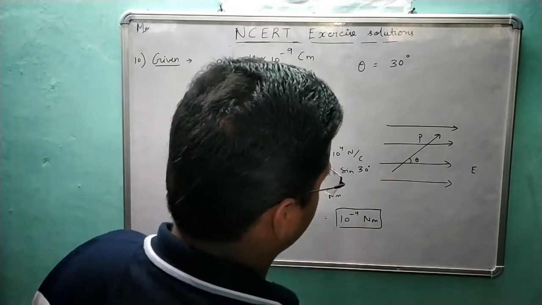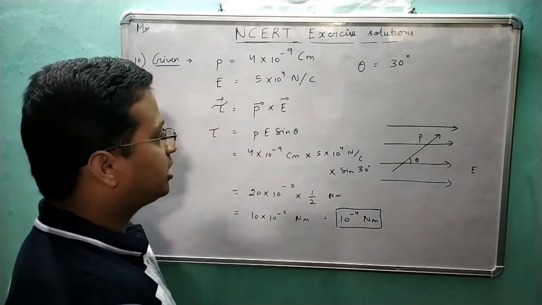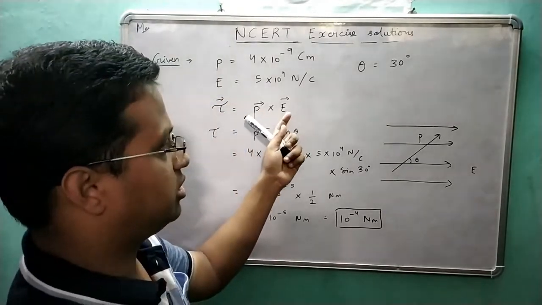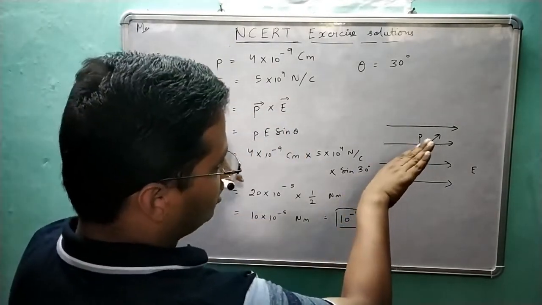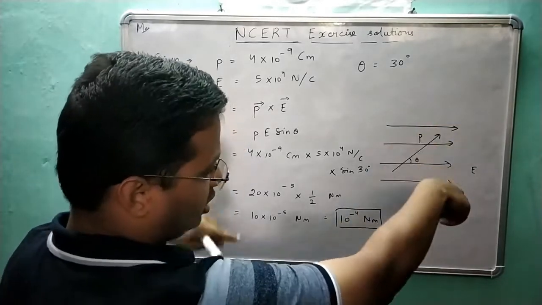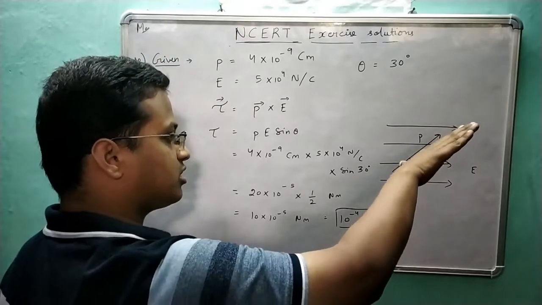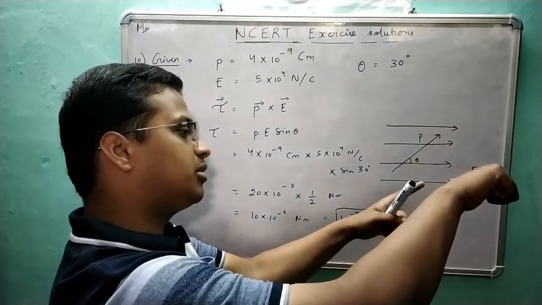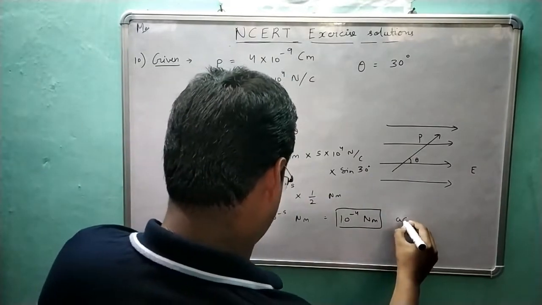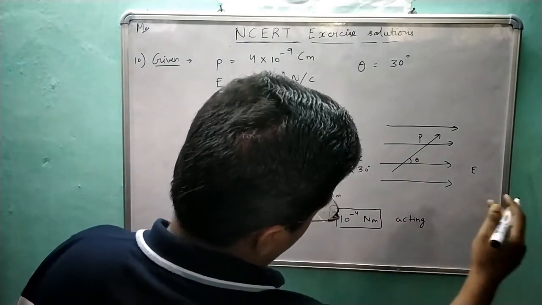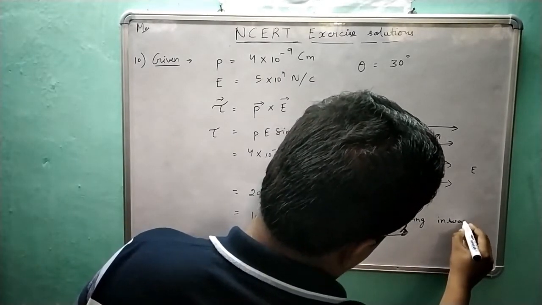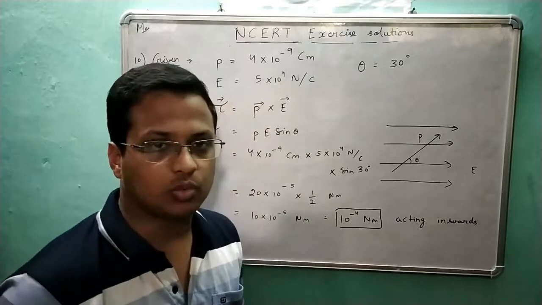And the direction of this torque, how to get the direction? So tau is given by P cross E. So point your fingers in the direction of P, curl it towards E. So if we curl the fingers from P to E, the thumb points in the direction of torque. So torque is acting inside the board, or inwards. Torque is acting inwards.